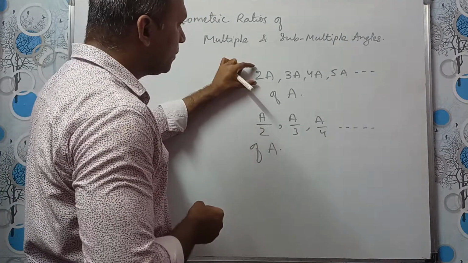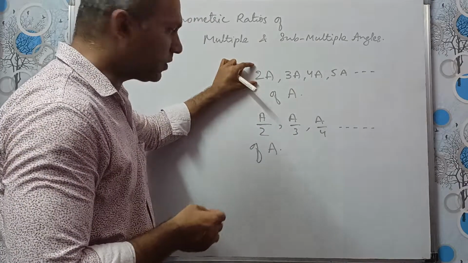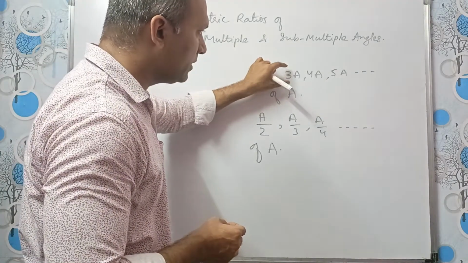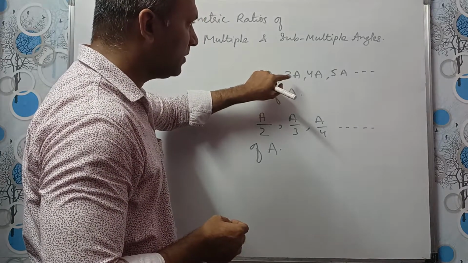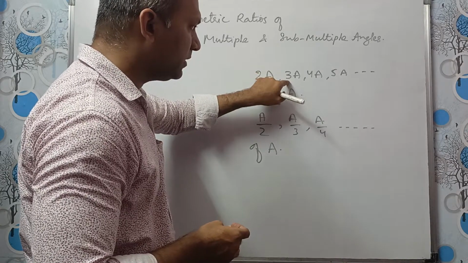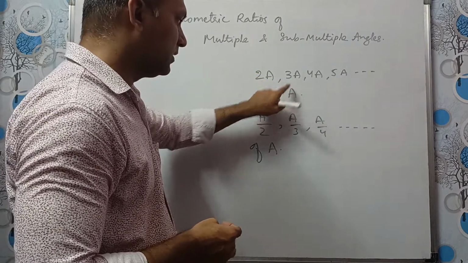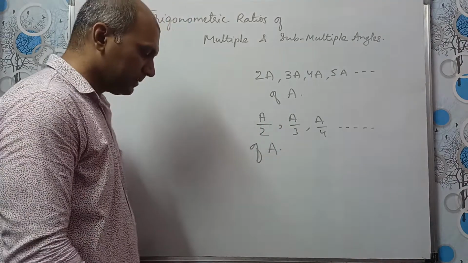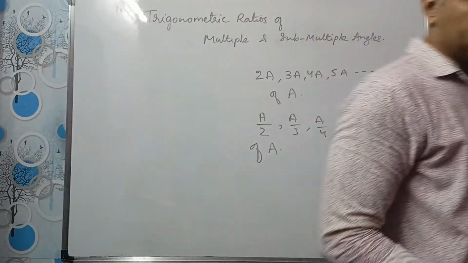So we will derive the formulas of sin2A, cos2A, tan2A, cot2A, okay, and sin3A, cos3A, tan3A, cot3A, and the same thing here for A by 2 and A by 3, okay, alright.